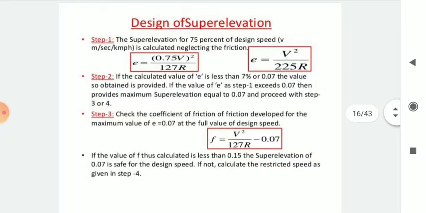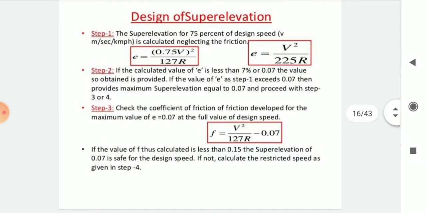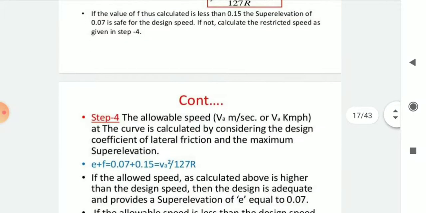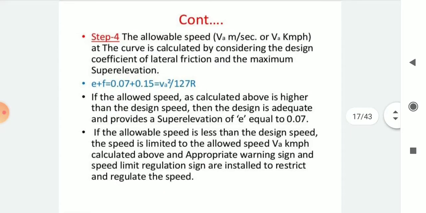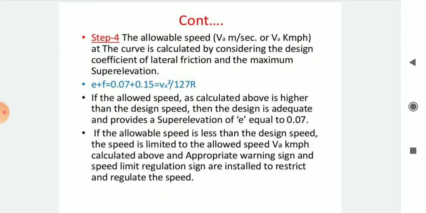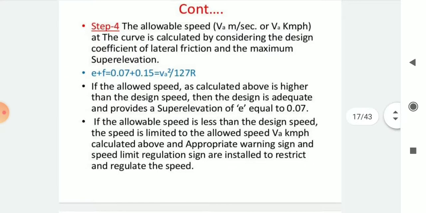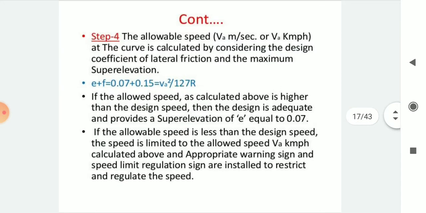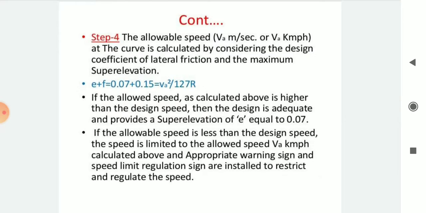If not, calculate the restricted speed as given in step 4. What is step 4? The allowable speed, that is Va, in meter per second or kilometer per hour at the curve, is calculated by considering the design coefficient of lateral friction and the maximum super elevation. e plus f is equal to 0.07 plus 0.15, that is equal to Va squared upon 127 r.